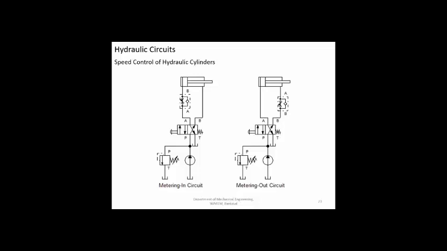The speed control of hydraulic cylinders is based on two principles. One is metering in, the other one is metering out. Whenever we say metering in, we are controlling the fluid that is entering into the cylinder. Whenever we say metering out, we are trying to control the fluid that is leaving the cylinder.